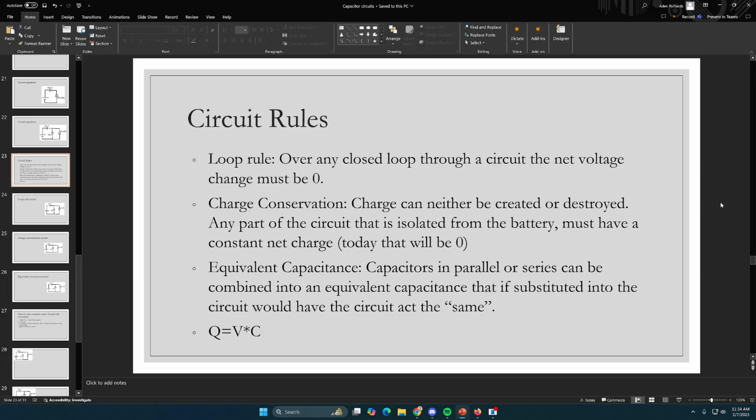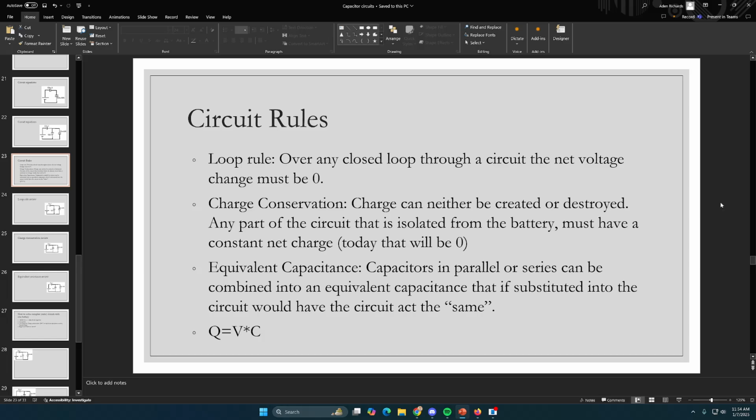So let's get started. Hopefully what you're looking at here is some things that you remember, at least a little bit from before break. We're going to review all of them in a minute, but these are some of the things we learned, proved, and discovered before break, and we're going to now put it all together to solve complex circuits. So starting out, we had the loop rule.